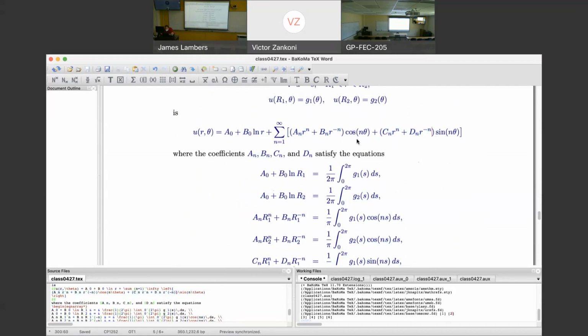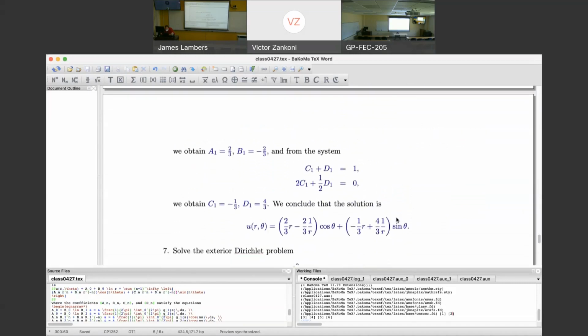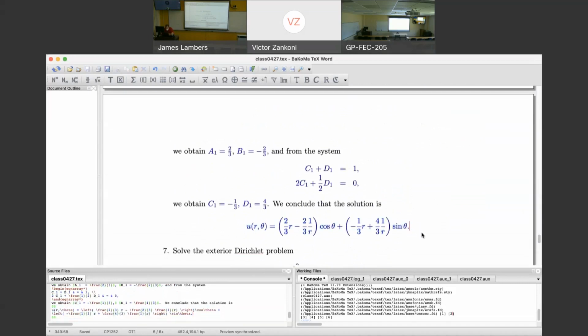So now we need to form from our A's, B's, C's, and D's these expressions multiplied by the appropriate cosine n theta and sine n theta. And that's where we get our final answer. So that's a bit more of a pain to work through than the others. Questions about it?